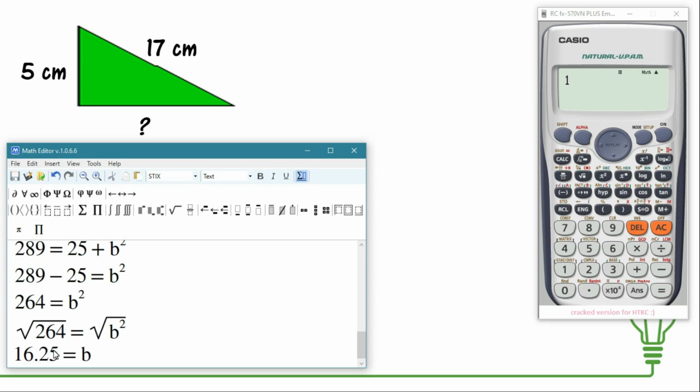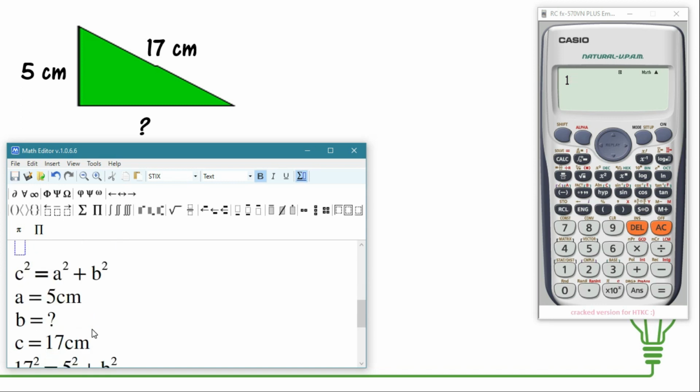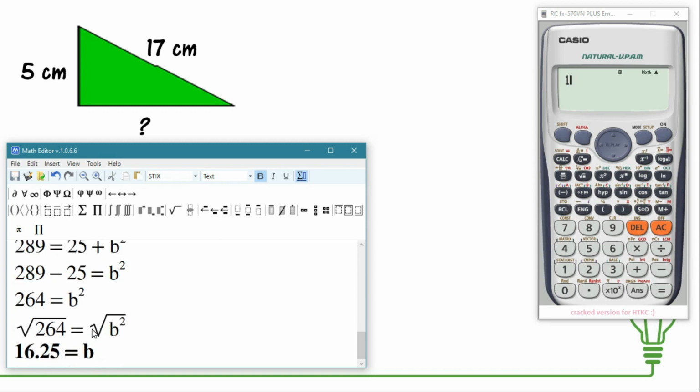That would be the value of B, meaning to say, the length of the missing side of this right triangle is equivalent to 16.25. But since gumamit tayo ng unit of measurement dito, kailangan meron ding unit of measurement sa ating sagot. Alright, so the length of the missing leg of the right triangle is equivalent to 16.25 centimeters, rounded off to the nearest hundredths.